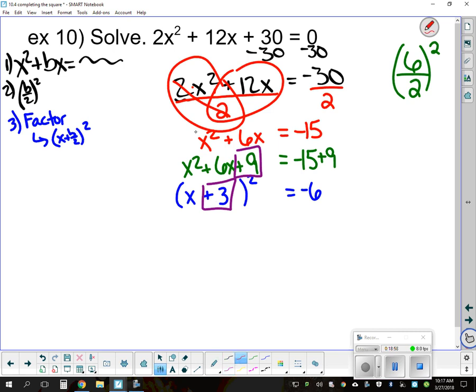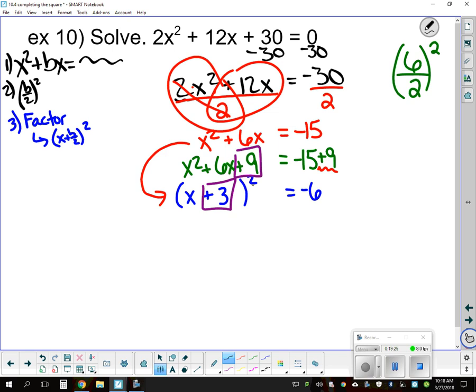Sometimes I'll get students, once they understand this process, they'll say, well, why don't we just go straight from here to here? If I can get my b here, which is 6, and divide it by 2 and put it there, why do I have to do this green step? And the reason is, if you went straight from your red step to your blue step, this wouldn't be negative 6, it'd be negative 15. You would forget to add that number on the other side. So you do need to have both of those steps. At that point, you can continue solving.